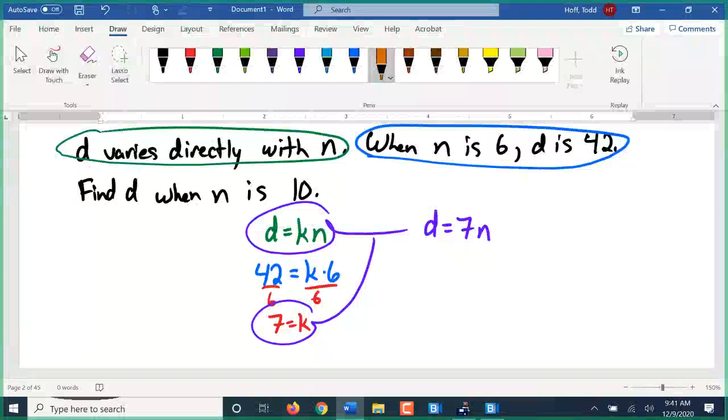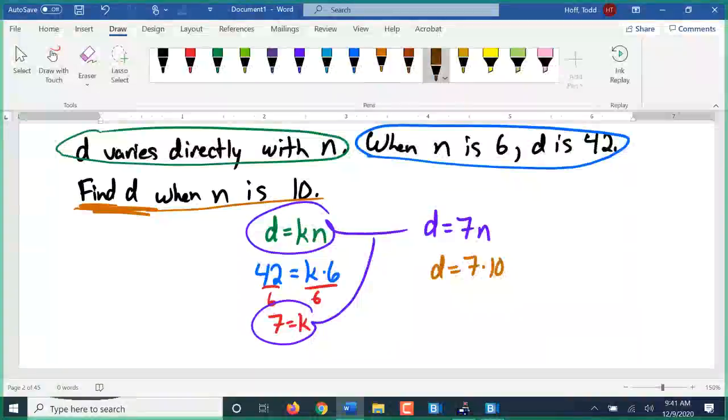Now we're asked to find D when N is 10. So we put 10 in for N, so D equals 7N becomes D equals 7 times 10. And we just multiply. 7 times 10 is 70. So D would be 70 when N is 10.